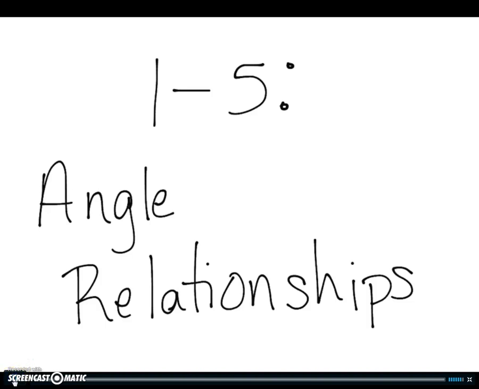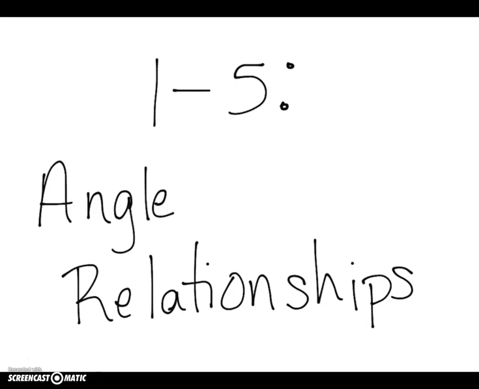Today we're going to be talking about angle relationships. Keep in mind that in order for angles to have relationships, there has to be more than one angle involved. Just like you can't have a relationship with yourself, an angle can't have a relationship with itself. It just exists. So there has to be two angles or more in order for there to be a relationship present.